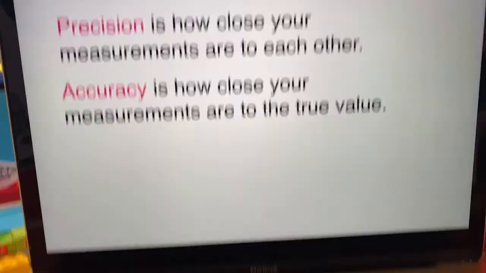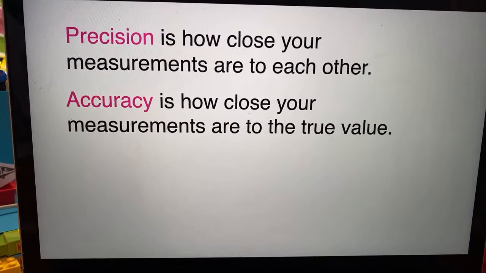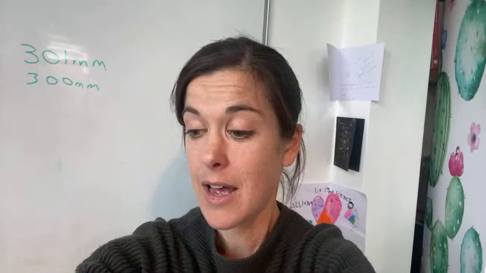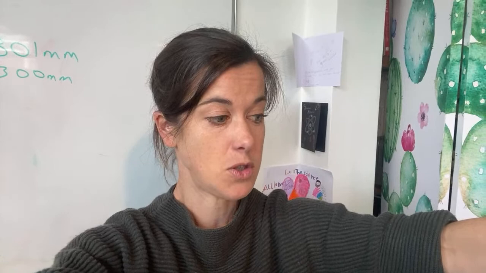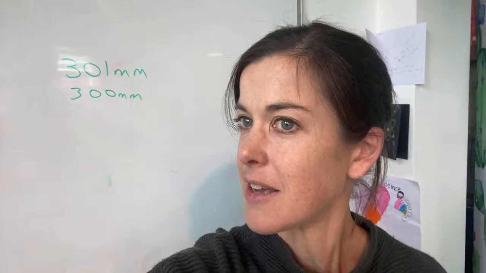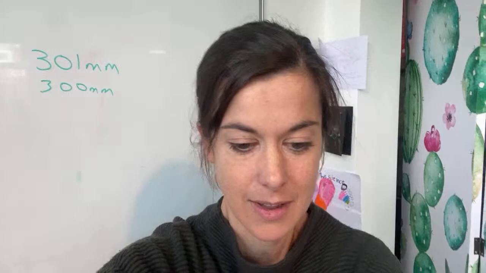Accuracy, something a little bit different. Accuracy is how close your measurements are to the true value. So basically, kind of what we think of as accuracy, like how right are you? If the piece of paper, how long is a piece of paper? It turns out it's 29.7 centimetres, so 297 millimetres is the correct answer. I wasn't completely accurate, was I? I was all right. But yeah, that's what accuracy means.